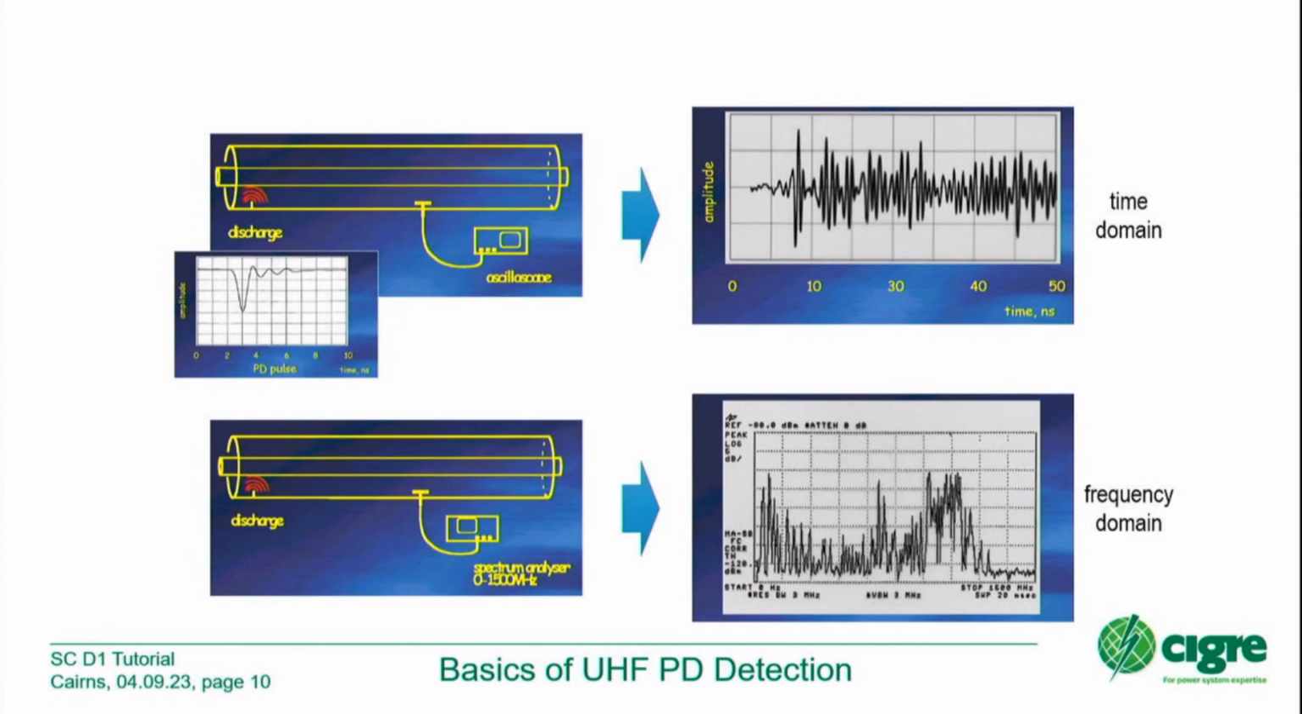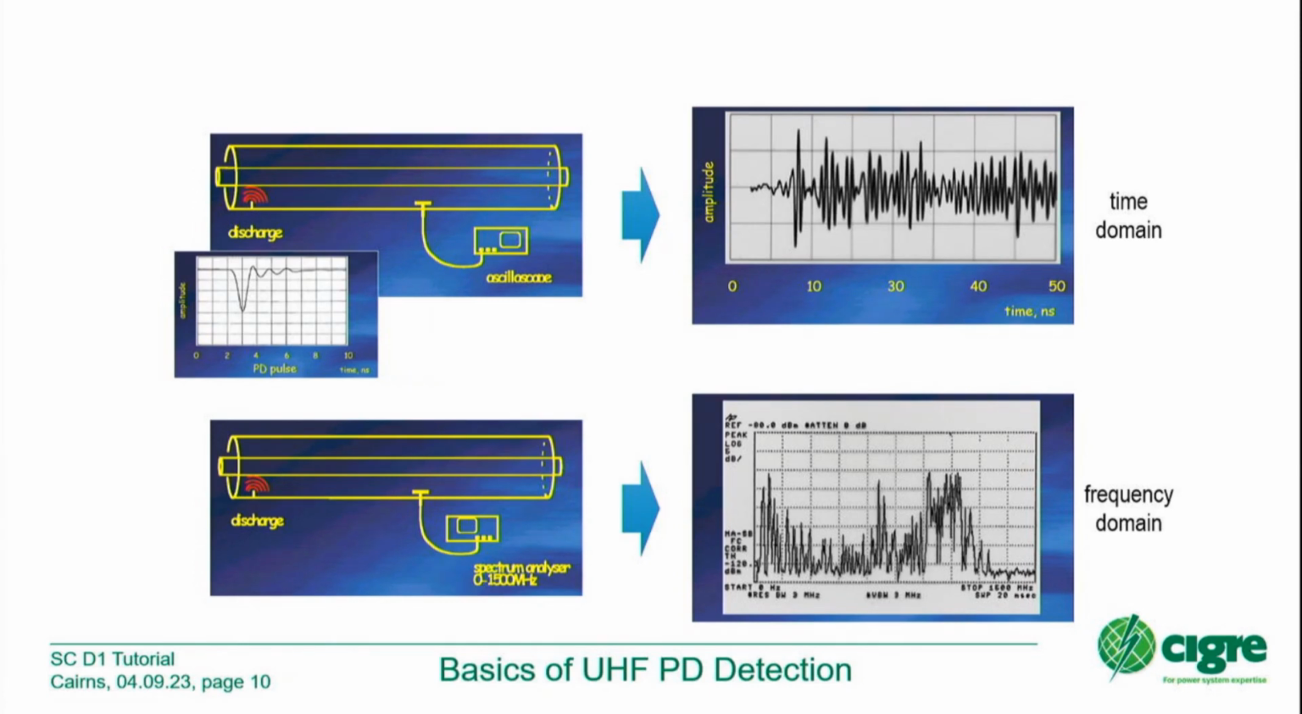UHF PD detection in more detail. Please think about a defect in a gas insulated system. Here is an example, shown as a protrusion on the enclosure. We increase the voltage more and more, and then we overstress the insulation strength in front of the needle, and the partial discharge will occur. These partial discharges in SF6 are very short impulses with a rise time in the range of picoseconds.